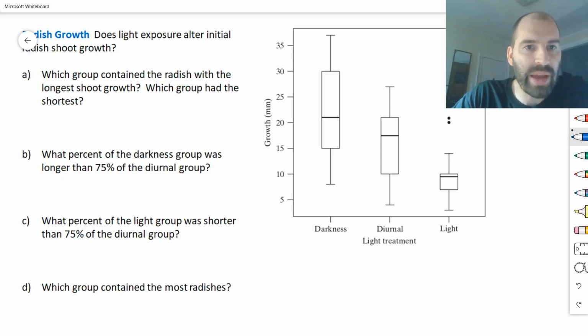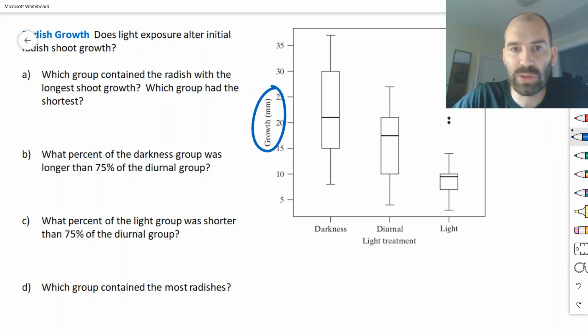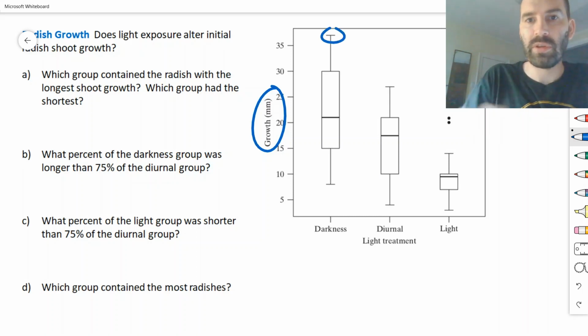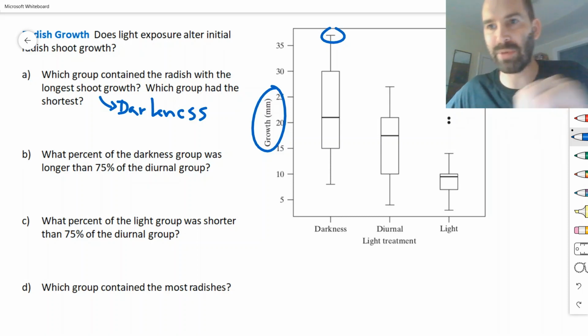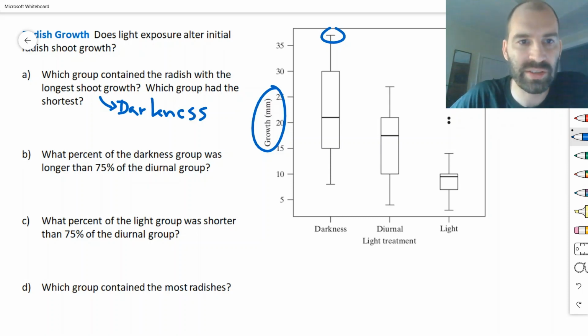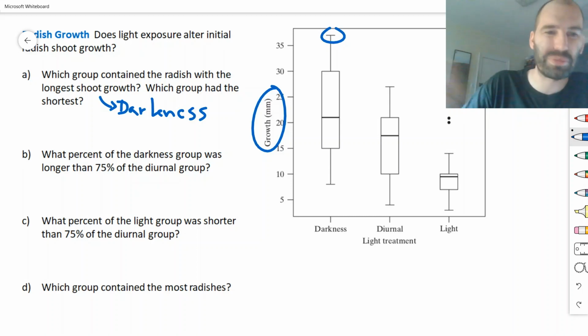Which group contained the radish with the longest shoot growth? Well, growth is what's depicted on the y-axis, right? So which one had the longest shoot growth? Right there is the longest shoot growth. Which group is that? That's the darkness group. So the radishes that were growing in darkness, these are just shoots, these are just baby radishes, actually grew the longest. Not all of them grew the longest, but the one that grew the longest was in the darkness group, let's say it that way.